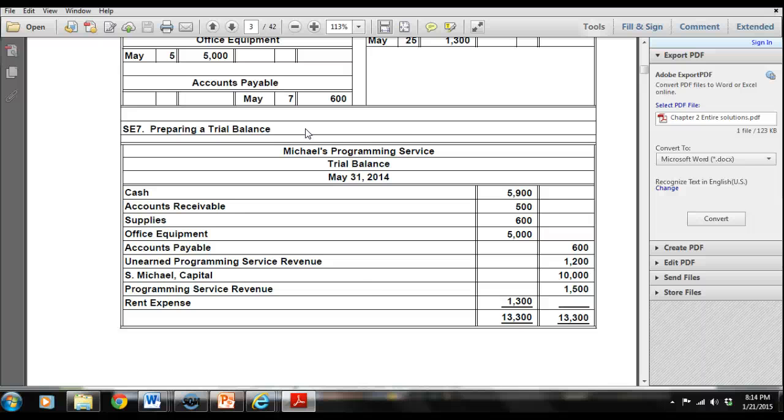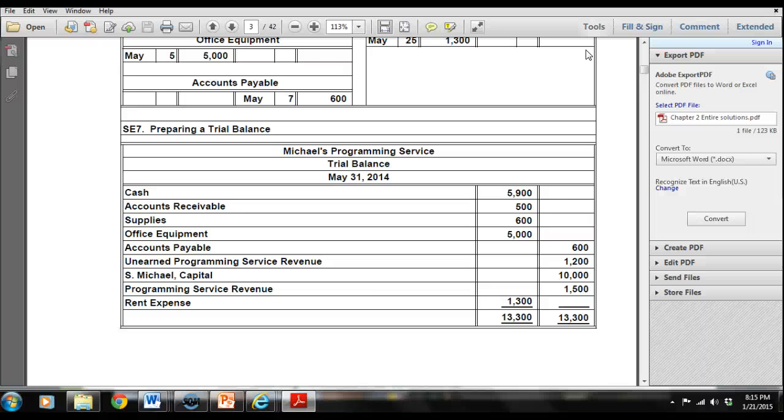So we show each one of those accounts that we had, the T accounts. Our cash ending balance was $5,900. Our accounts receivable ending balance was $500. Our supplies ending balance was $600. Our office equipment ending balance was $5,000. All of those are debits because they're all assets.